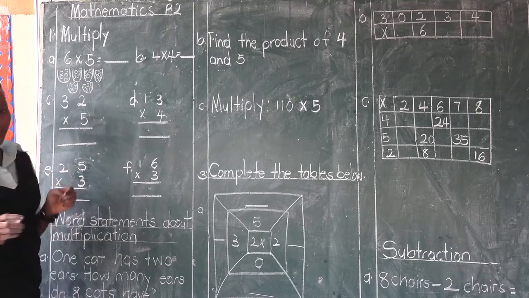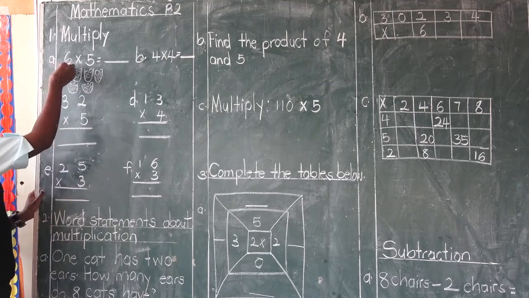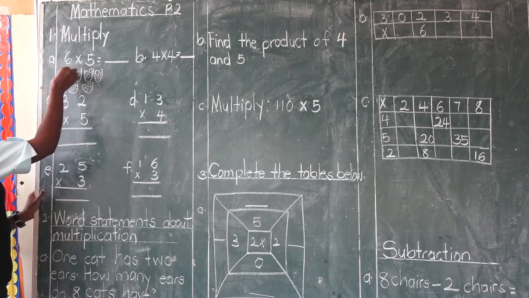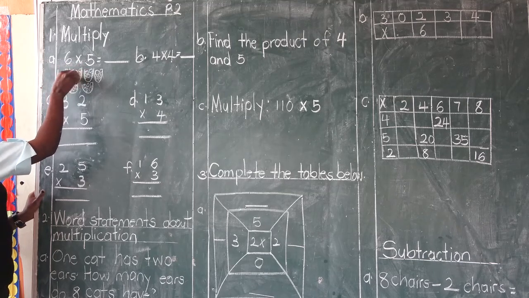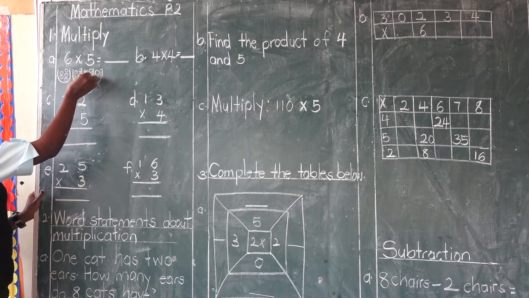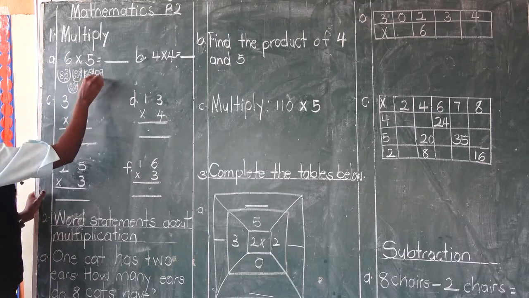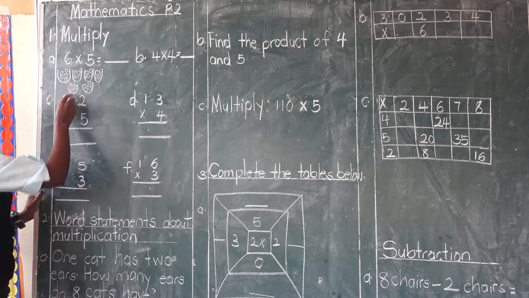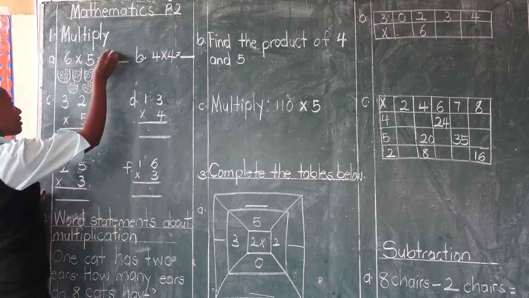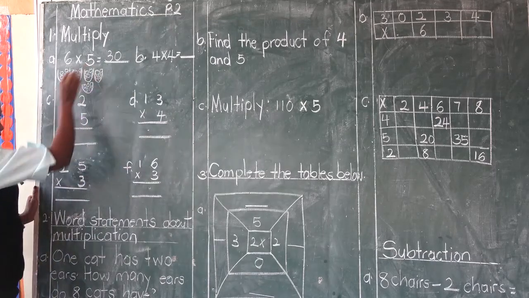After forming those groups of 5, now we are going to put these balls together. We are going to count them. Let's go. 1, 2, 3, 4, 5, 6, 7, 8, 9, 10, 11, 12, 13, 14, 15, 16, 17, 18, 19, 20, 21, 22, 23, 24, 25, 26, 27, 28, 29, 30. 6 times 5 we shall get 30. Okay? Then this was table 5.